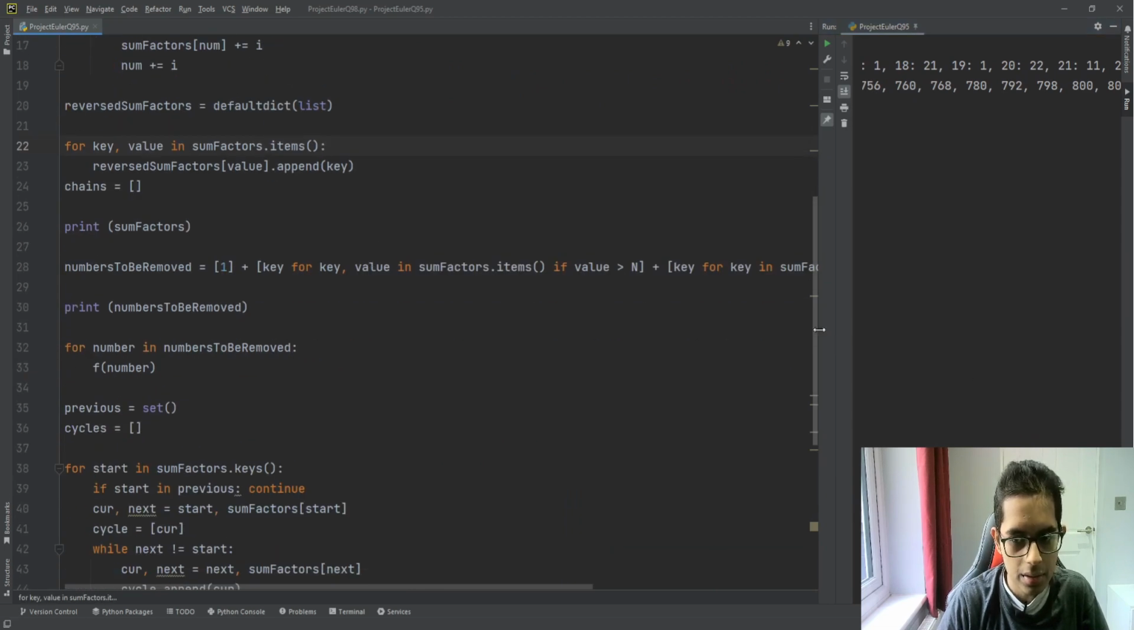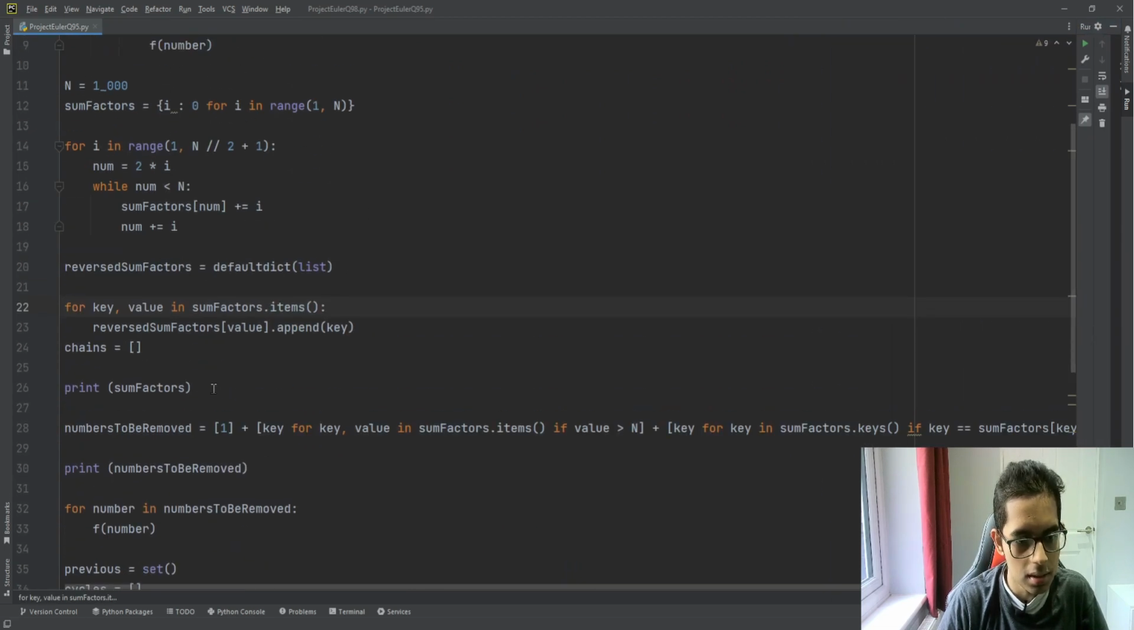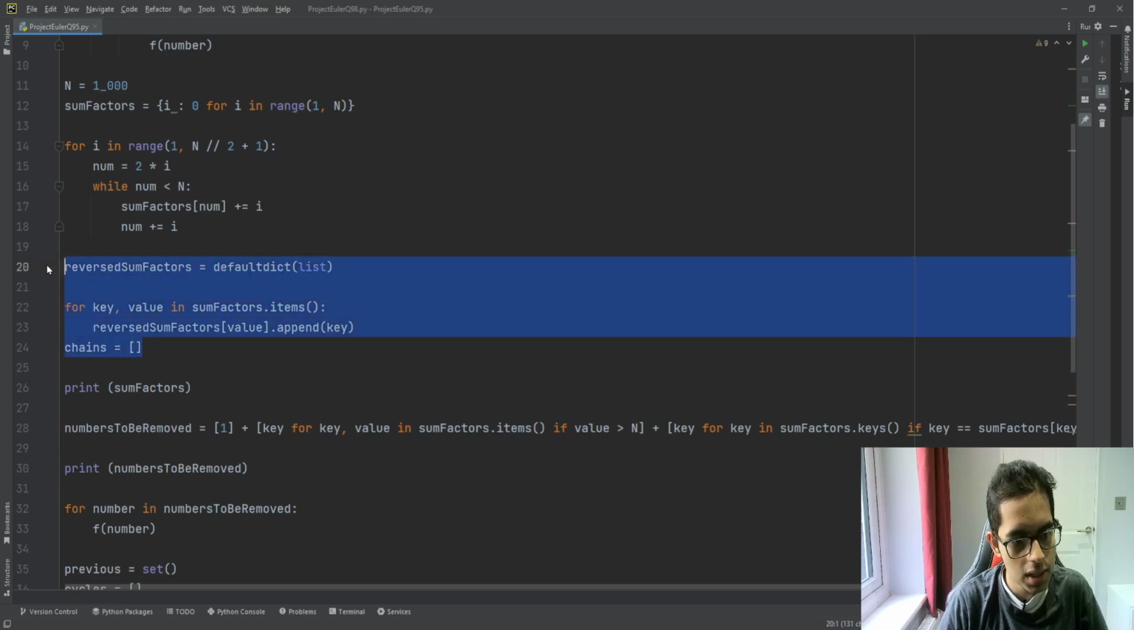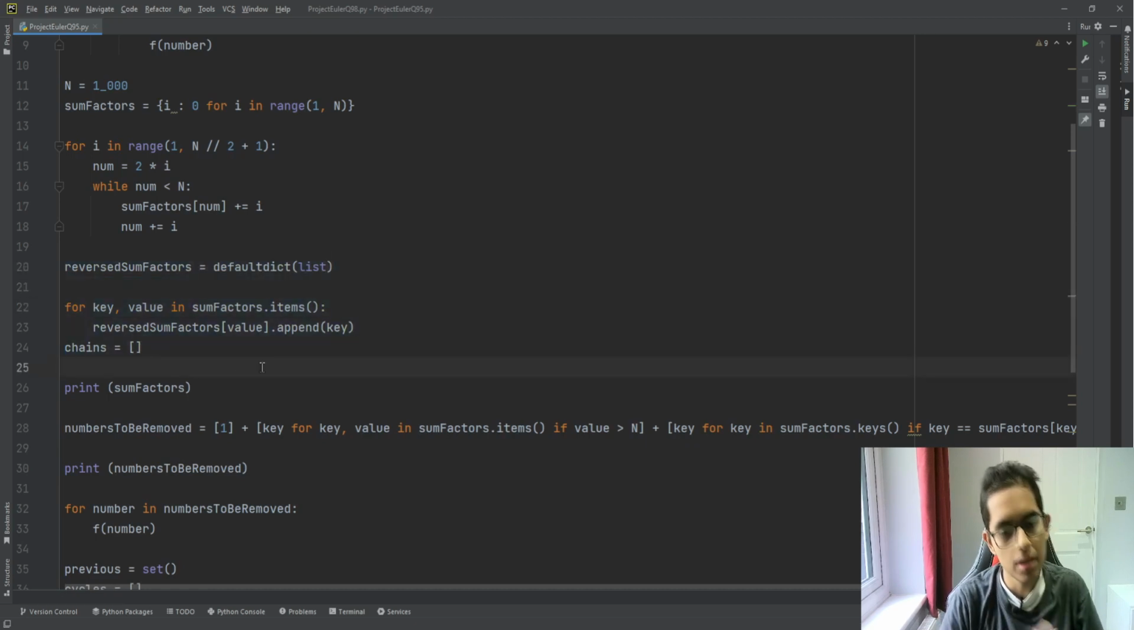Okay, so after this, these couple of lines essentially have I created another dictionary, which is reverse sum factors. So essentially, sum factors maps n to f(n), but this would essentially map n to f inverse of n. So what does this actually mean? This means that we're returning the numbers which would give that particular number as their sum factors.